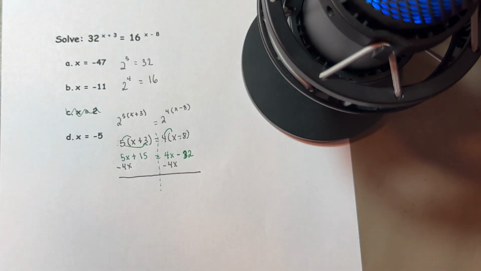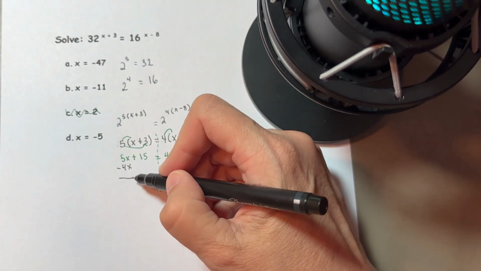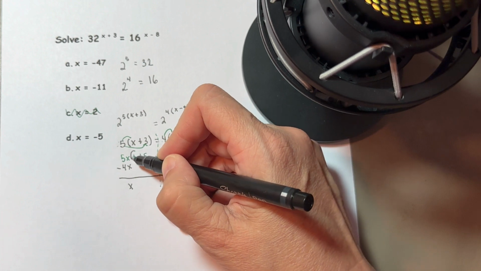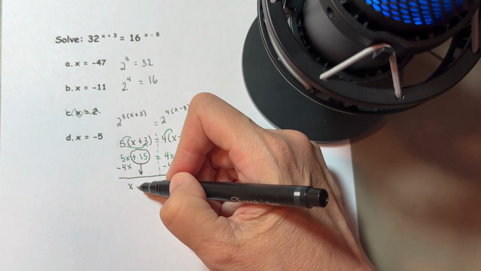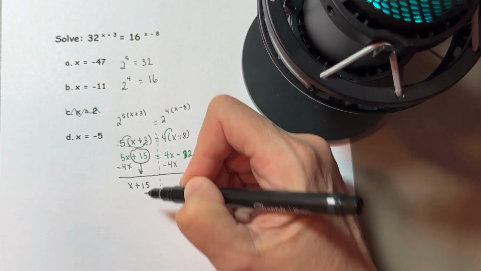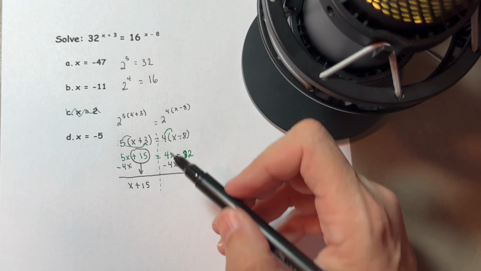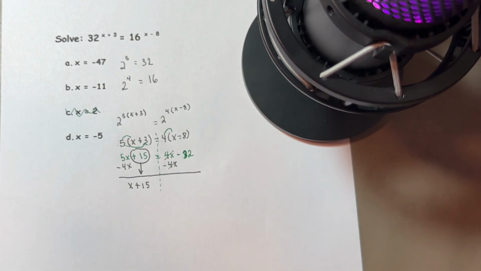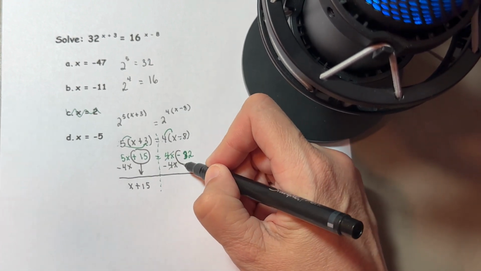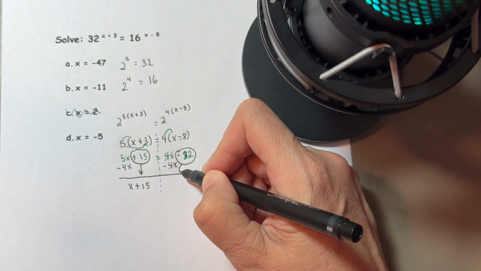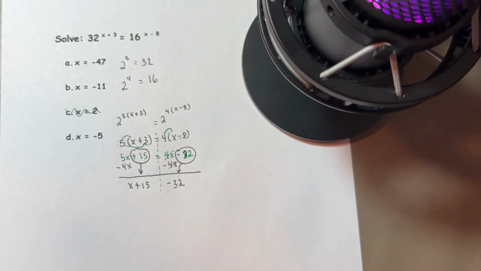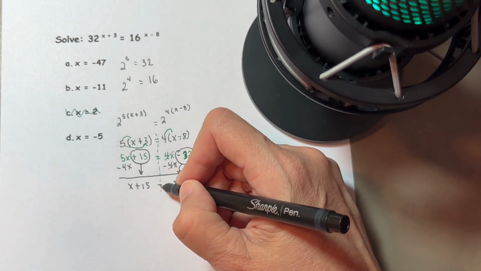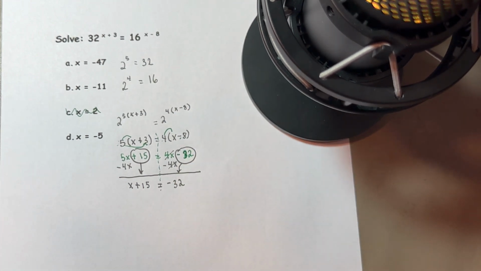Okay, when I do that, 5x's take away 4x's leaves me with 1x. And then we got to bring down the positive 15. You see how I circle the sign in front of it? Because I don't want to forget about that sign, that positive. On the left side, 4x take away 4x is gone. And I need to bring down this negative 32. Again, I circle the sign in front of it so I don't forget about it. So now we got x plus 15 equals negative 32.